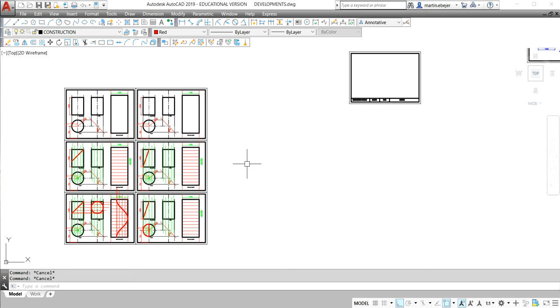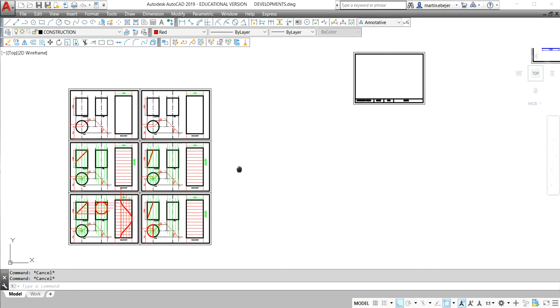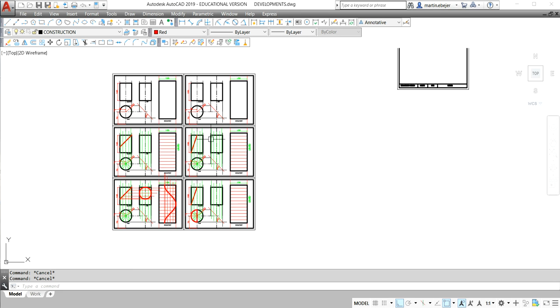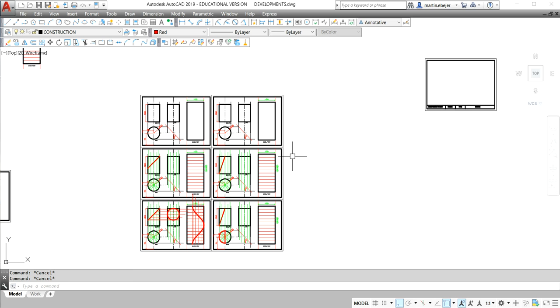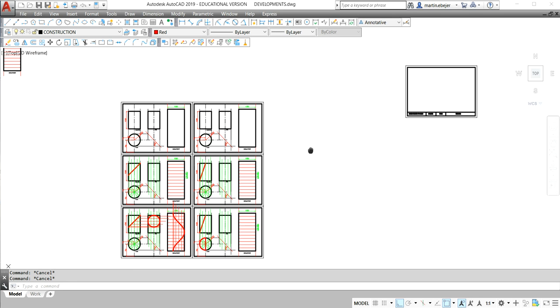Hello. After we did the developments of the prisms and the cylinders, what you can see even over here, next level, we're gonna tackle the pyramid. The pyramid, although it's the same family of the solids, the development is a bit different.